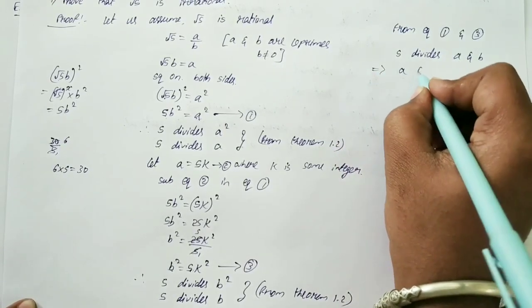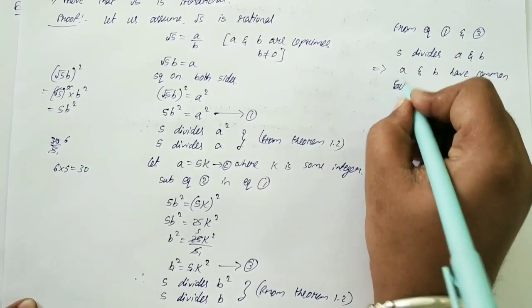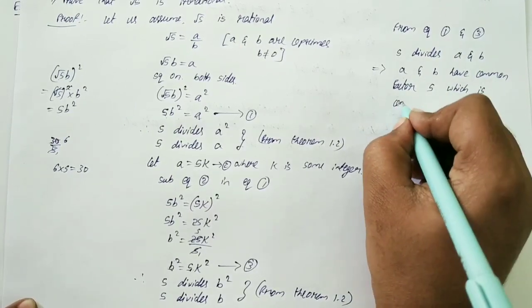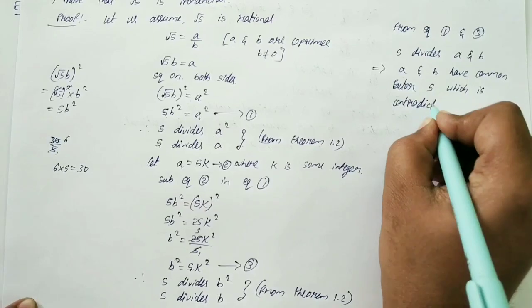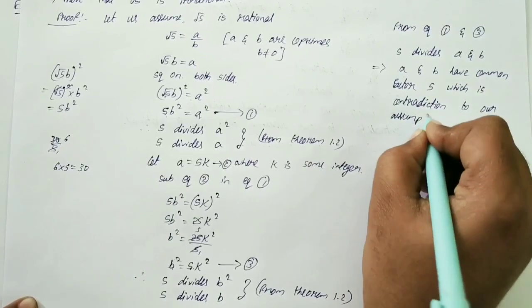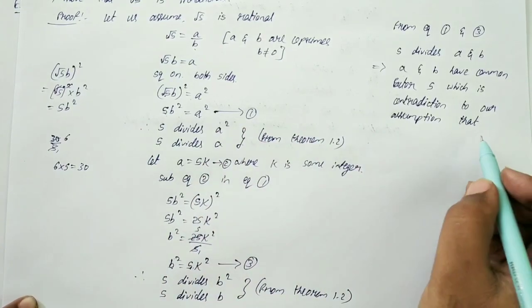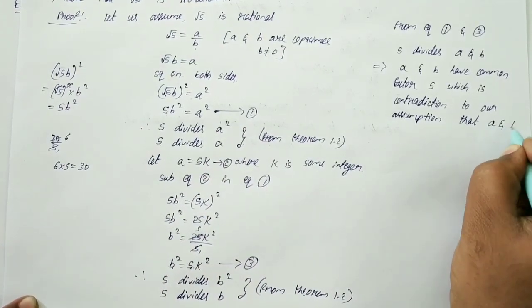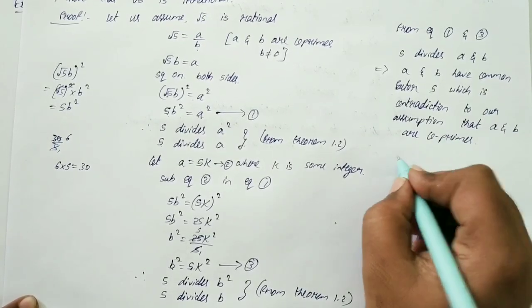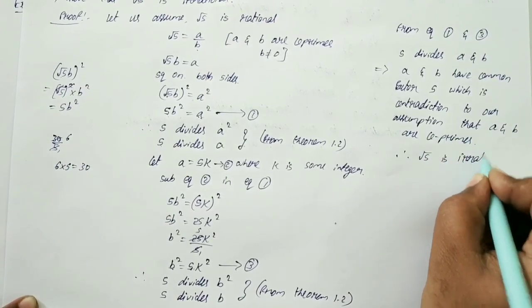That implies a and b have common factor 5, which is a contradiction to our assumption. What is our assumption? That a and b are co-primes, right? So the assumption that a and b are co-primes is contradicted. Therefore root 5 is irrational.